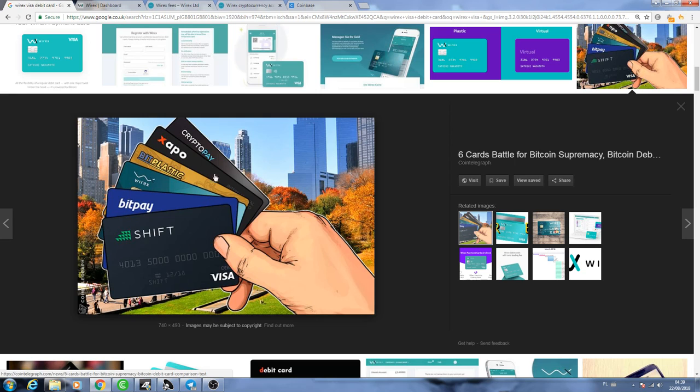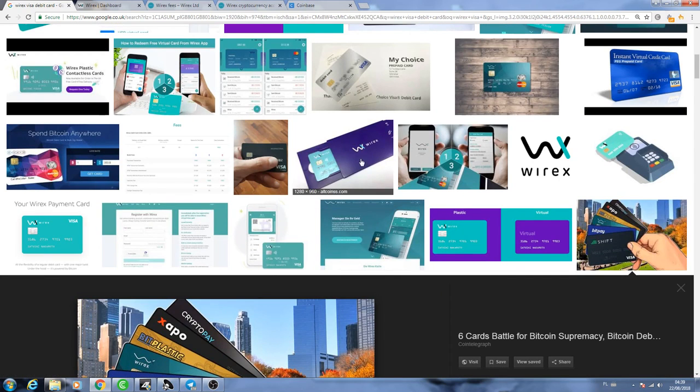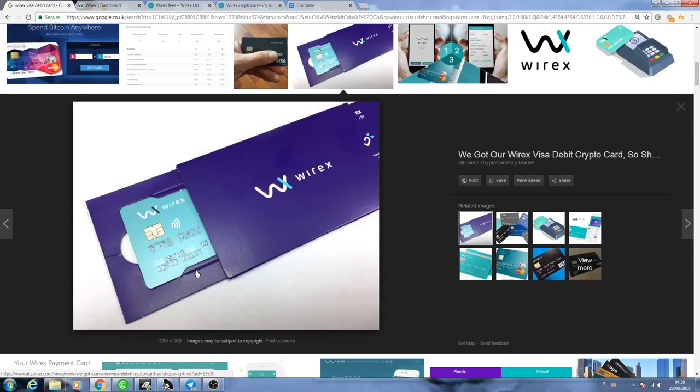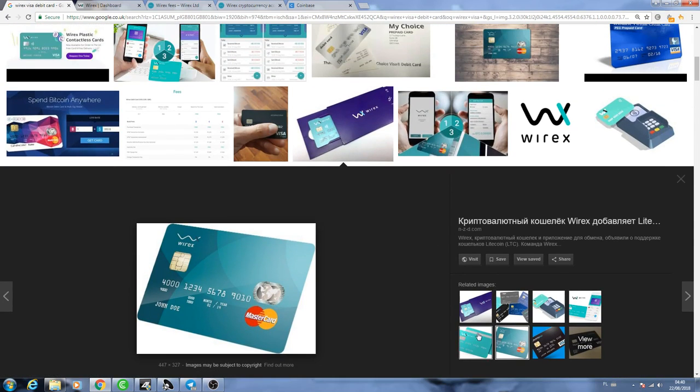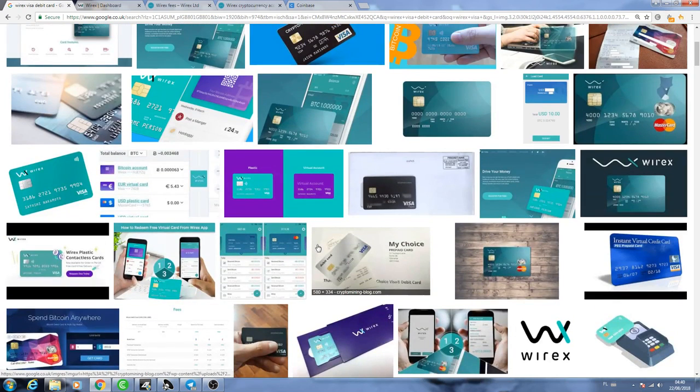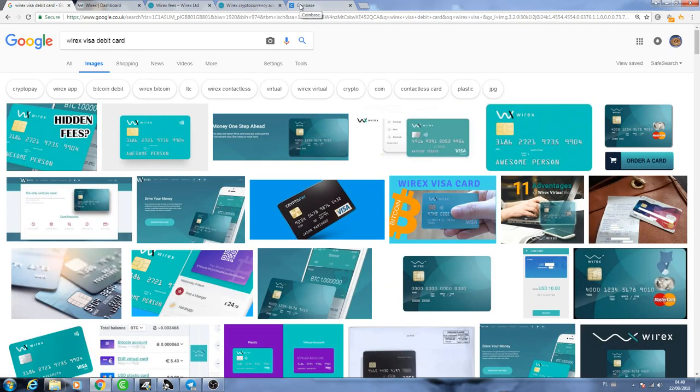CryptoPay, Xapo, I heard about these too, BitPay. Anyway, I'm trying Wirex. From what I learned, it's better in the UK. So we'll see once I get it. Theirs is MasterCard, and mine will be Visa. Okay, so I cannot wait for it.